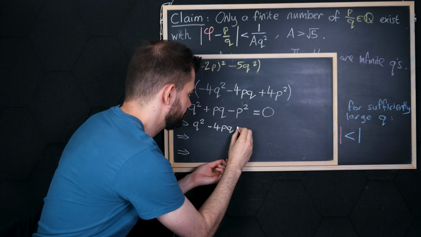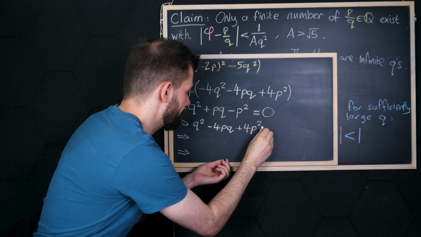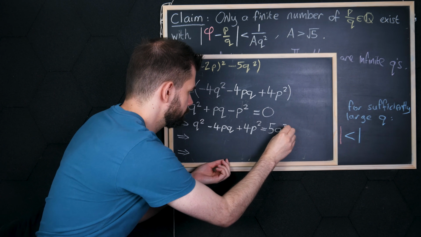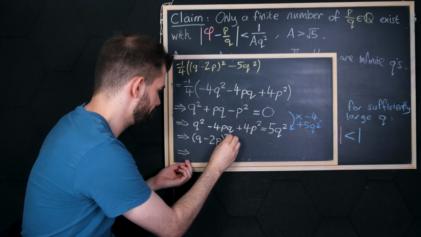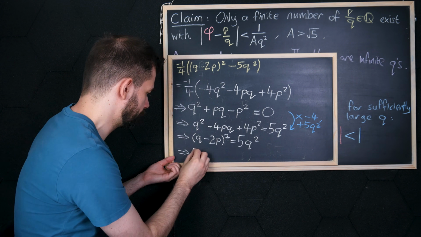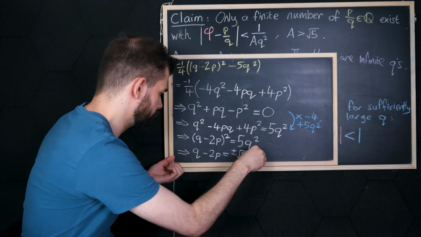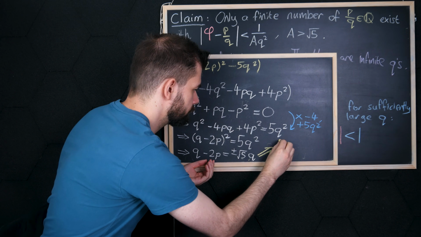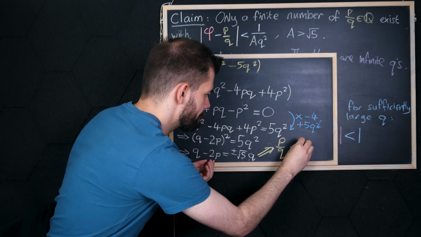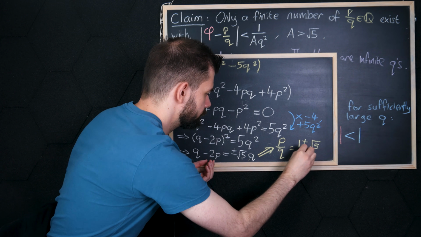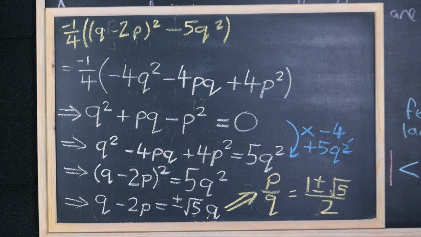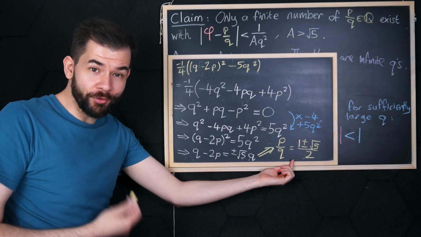The trick here is to times by -4, then add 5q squared to both sides. That allows us to factorize the left into a square, which we can then square root, and then we can rearrange this into p over q is equal to 1 plus or minus root 5 divided by 2. Again, pause if you want to go through each step in detail. I'm not going to dwell on it here, but it is a good exercise. But the point is that this is a contradiction.